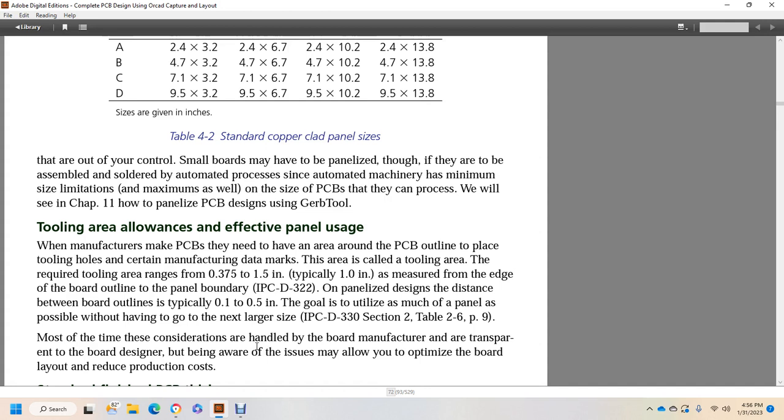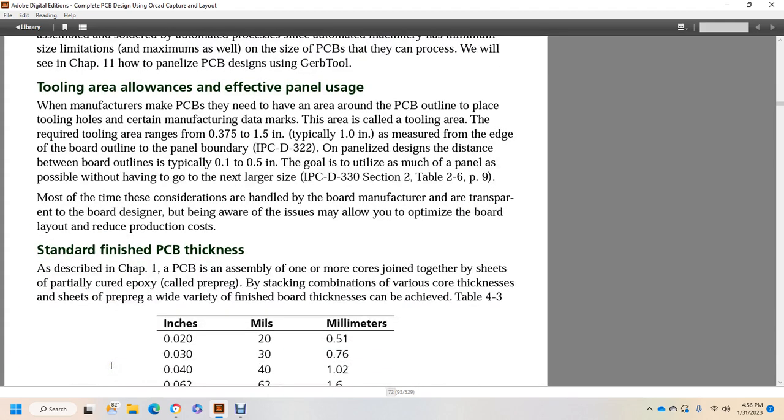Most of the time, with these considerations, handle the board manufacturer transparently in the board design. Being aware of the issues may allow you to optimize the board layout and reduce the production costs.